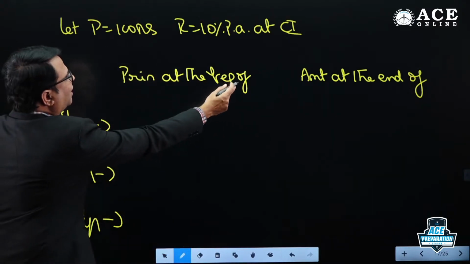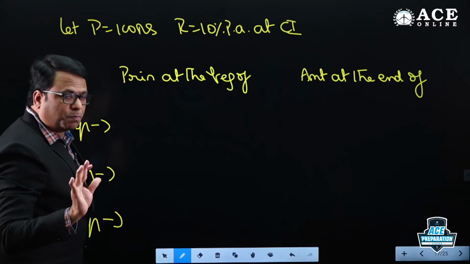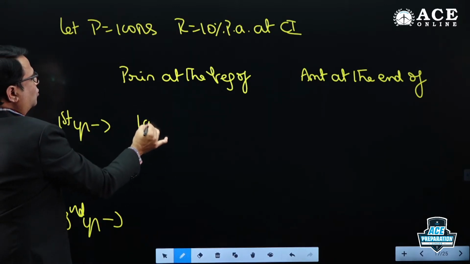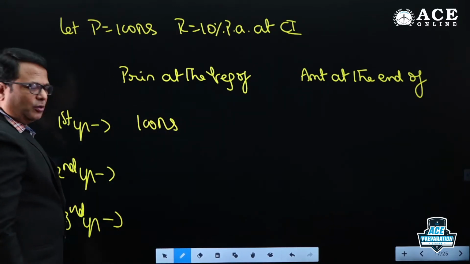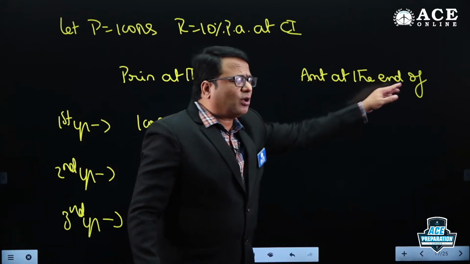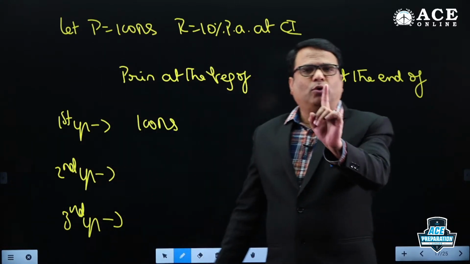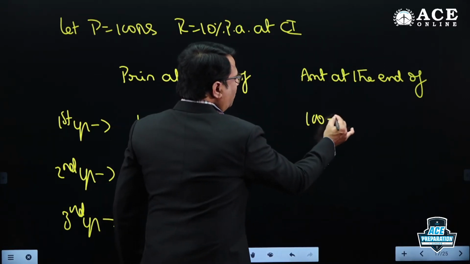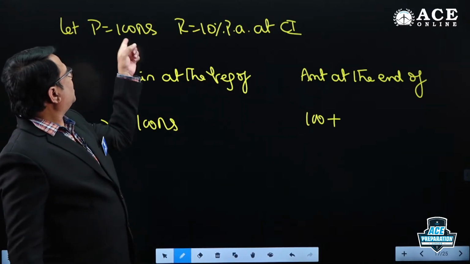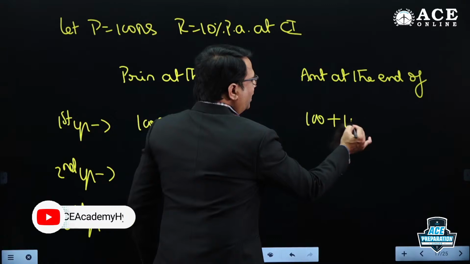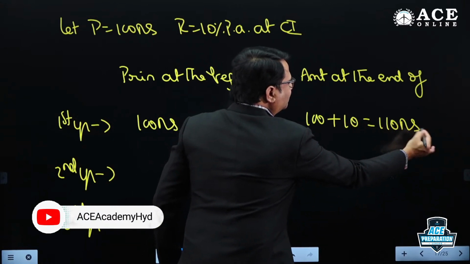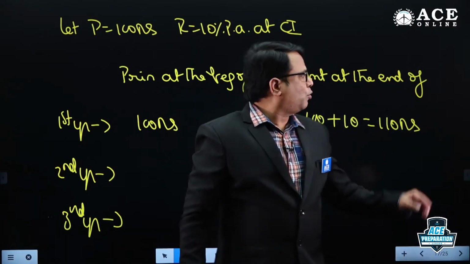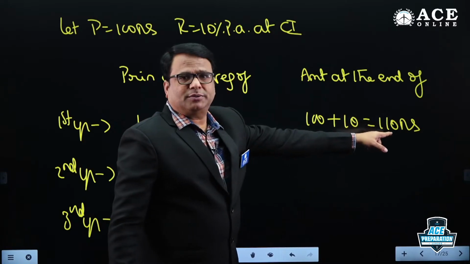What is the principal at the beginning of first year? Clearly given, principal 100 rupees. Then what is amount at the end of first year? We all know that amount is principal plus interest. So principal is 100 rupees plus interest. Interest is how much? 10% of 100, 10 rupees. So that will give you 110 rupees. So principal at the beginning of first year 100 rupees and amount at the end of first year 110 rupees. Okay?